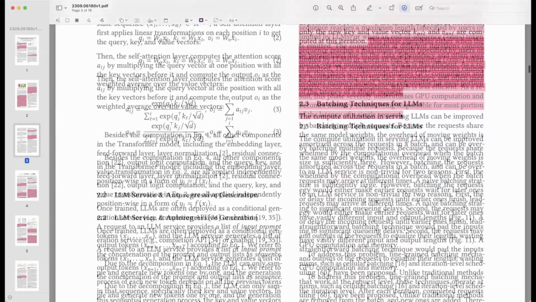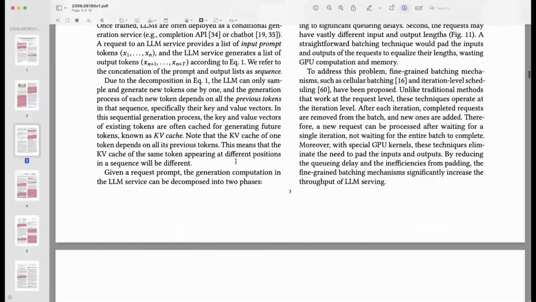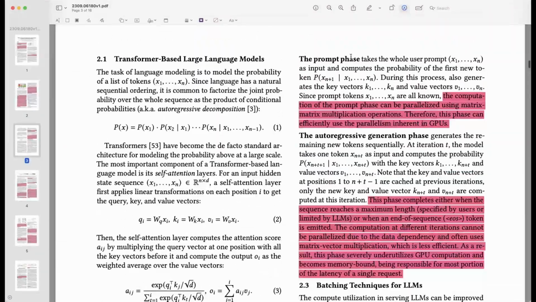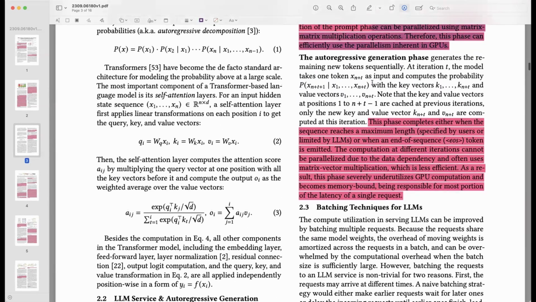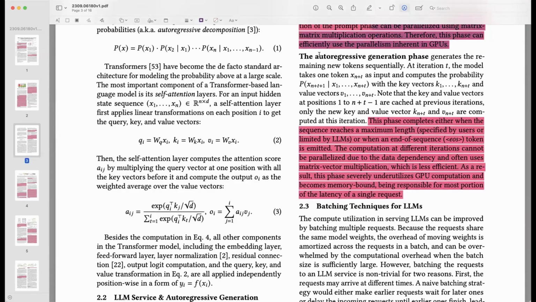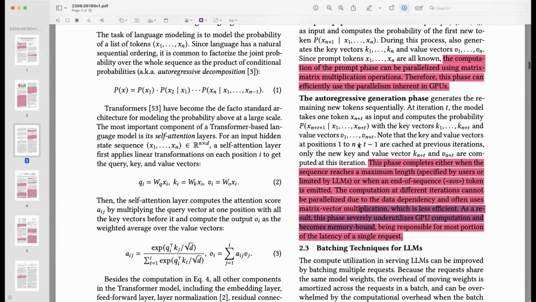Yeah, so this is just an introduction about how transformers work: the prompt phase, that is the pre-fill phase, which is compute heavy, something we went over before, and the autoregressive or decode phase, which is memory bound.